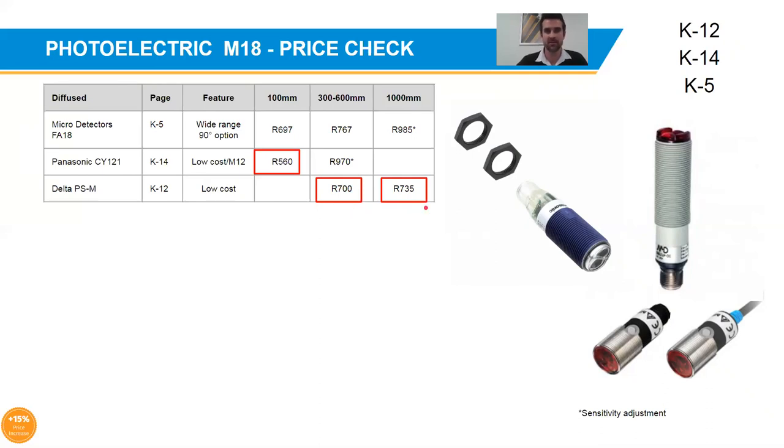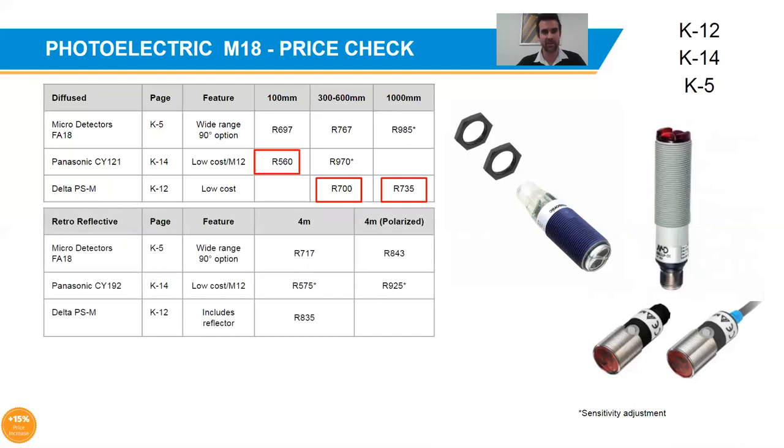On the 1 meter diffused, again, the Delta option is very attractive. It doesn't come with sensitivity adjustment like the MD, but if price is your underlying reason, then the Delta is worth consideration. Looking at the retroreflective type, in the M18, the Delta retroreflective is quite attractive because it includes a reflector and all the brackets, where the Panasonic 192 has the M12 connector and has a relatively low price as well.